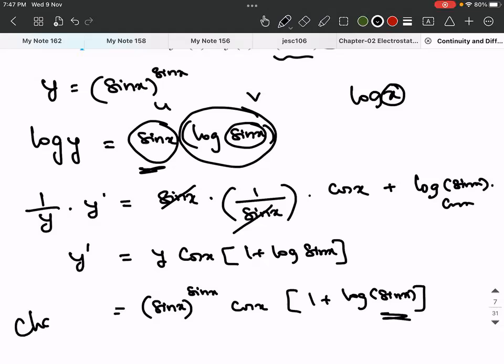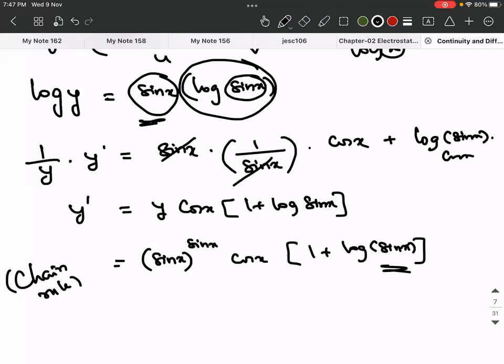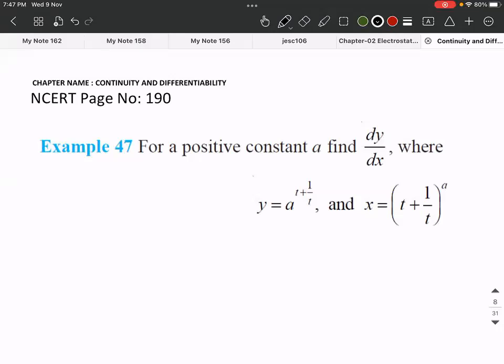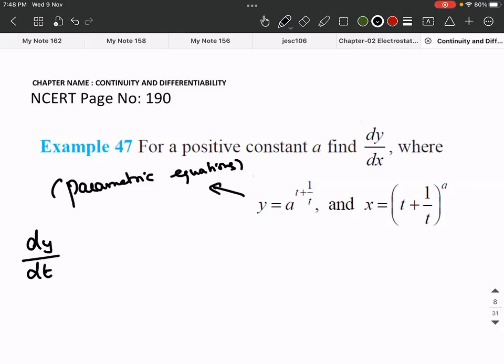So there's also a problem based on chain rule. Should I proceed? Yes, sir. Now see, this is a problem based on differentiating parametric equations. So how do I do that? For me to find dy by dx, I should have dy by dt separately and dx by dt separately. Solve it and tell me.